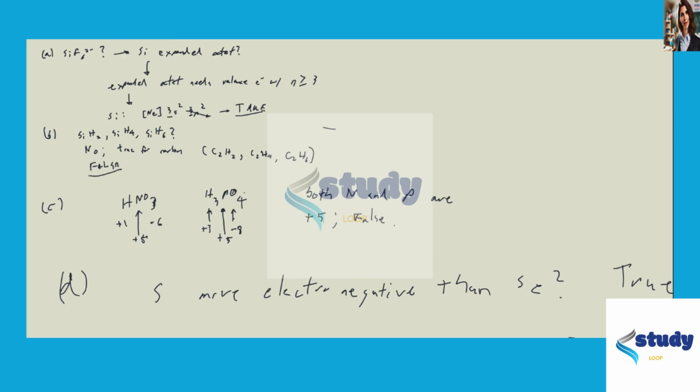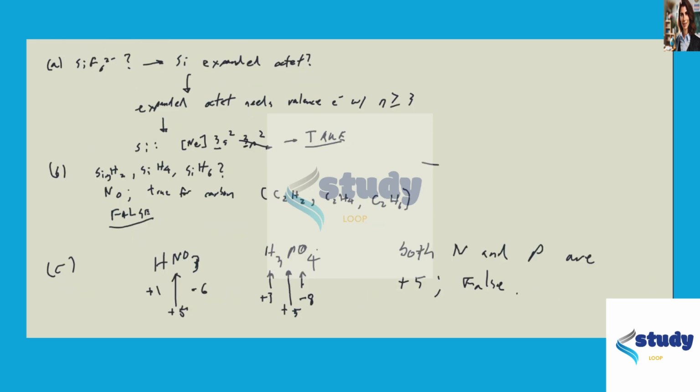For B, the question is whether silicon can form compounds with 2, 4. Oops, bit of a typo there. I just realized I didn't include the 2 in these, so excuse me for that. It's essentially asking if silicon can form these binary compounds very similar to alkanes, alkenes, and alkynes for carbon compounds, and that's false. These compounds aren't stable for silicon.